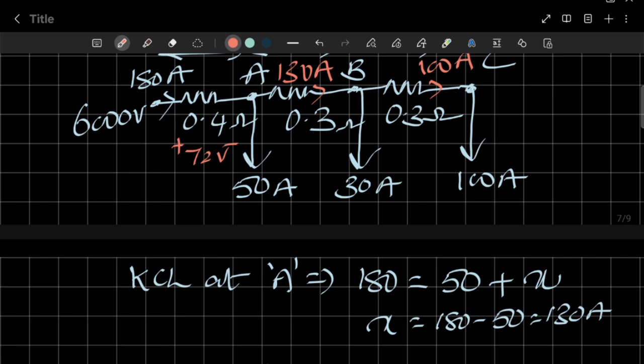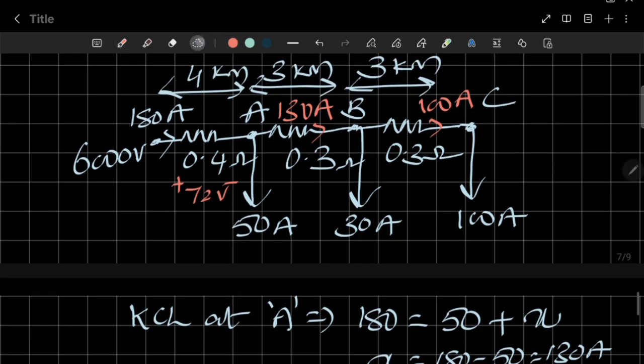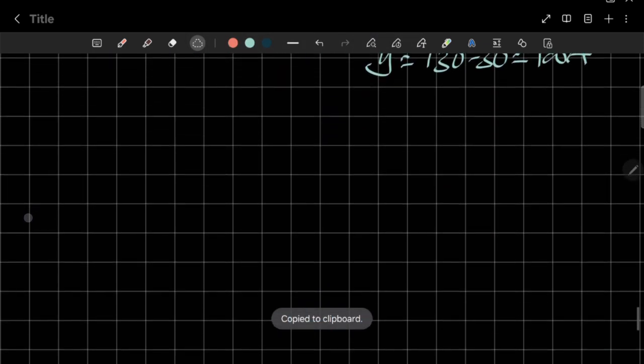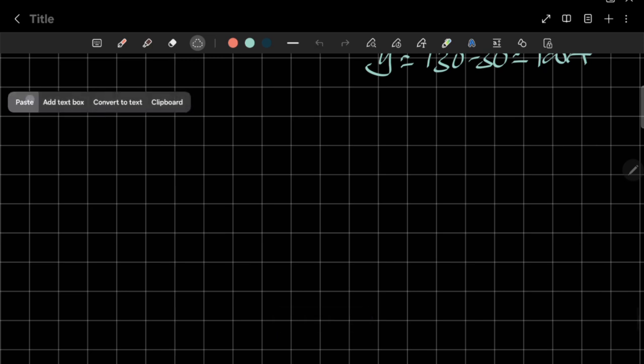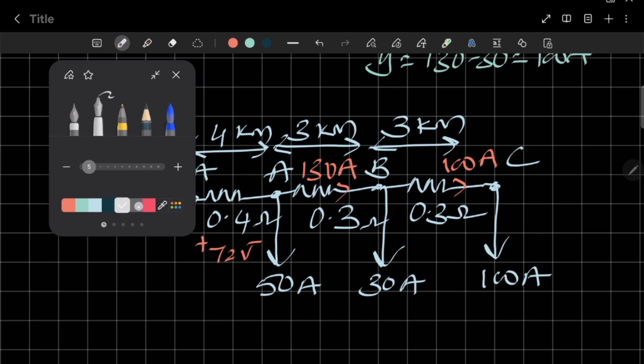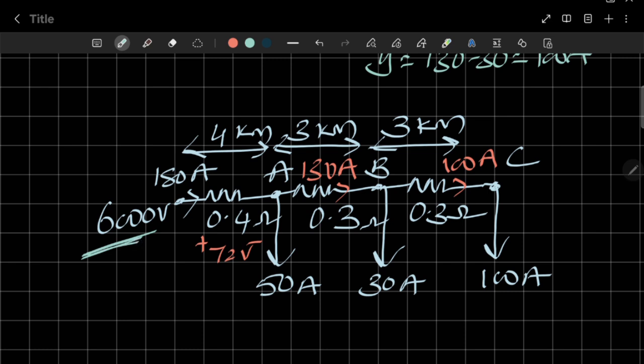You no need to see the entire circuit now. So, for your convenience, I will take this circuit. I will copy this one and paste here. Okay, so you see here carefully. This is the source. 6000 volts is the source. Out of 6000 volts, 72 is gone. Okay, across 0.4 ohms, 72 is available.